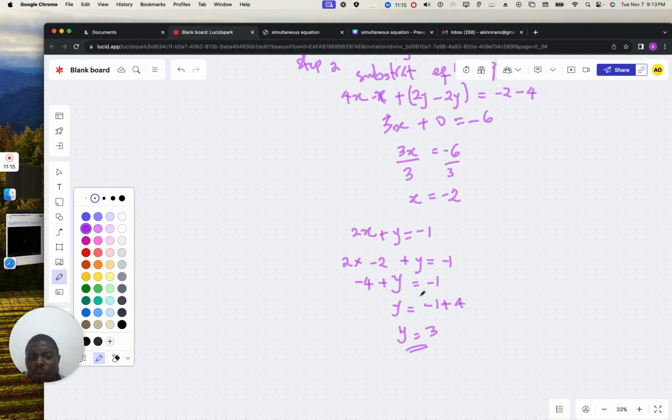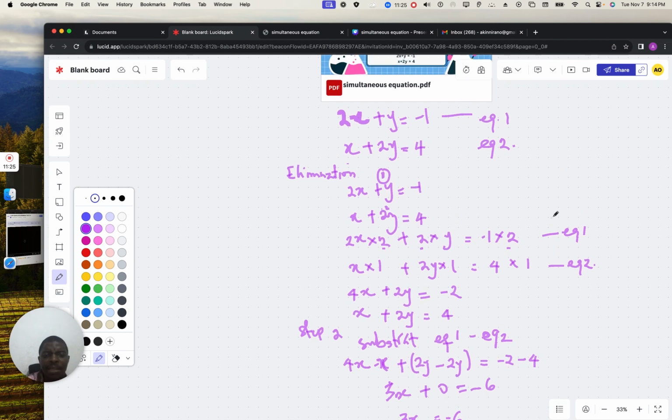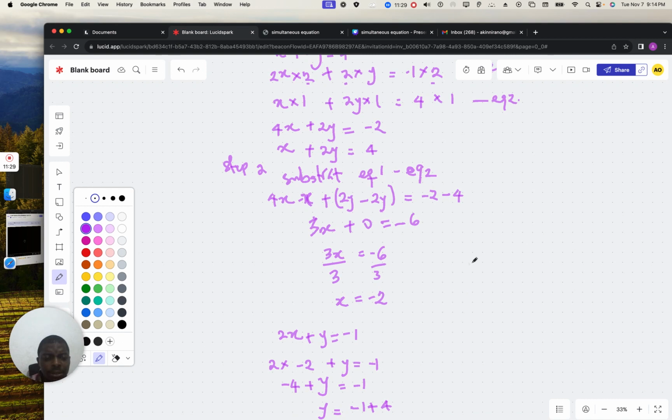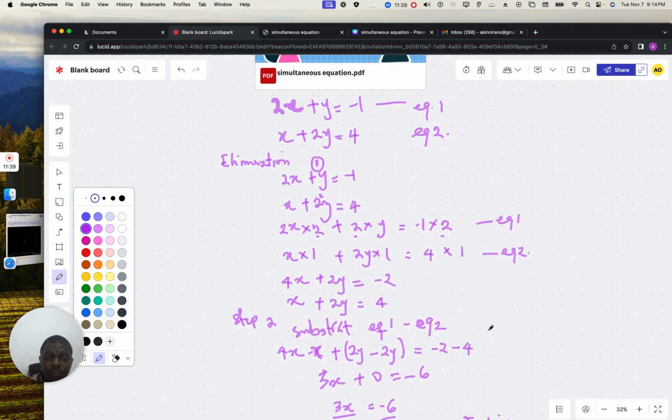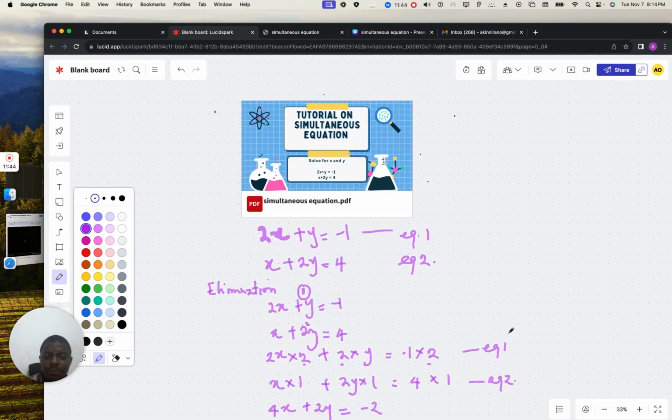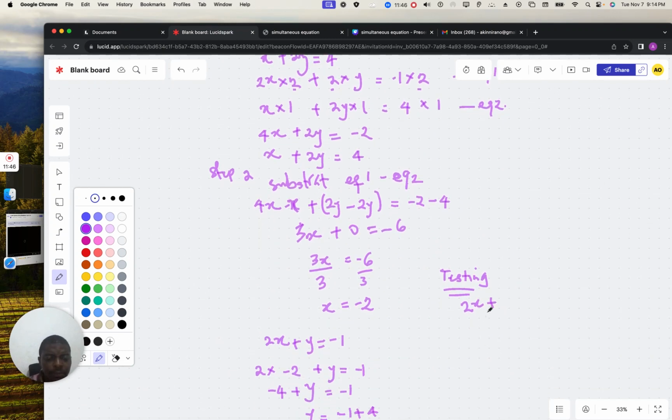Now let's check whether what we've done here is right. We've gotten the value of x and we've gotten the value of y. So now let's pick one of the equations that we have up here. Let's do the testing here, testing if what we've gotten is right. We have 2x plus y is equals to minus 1.